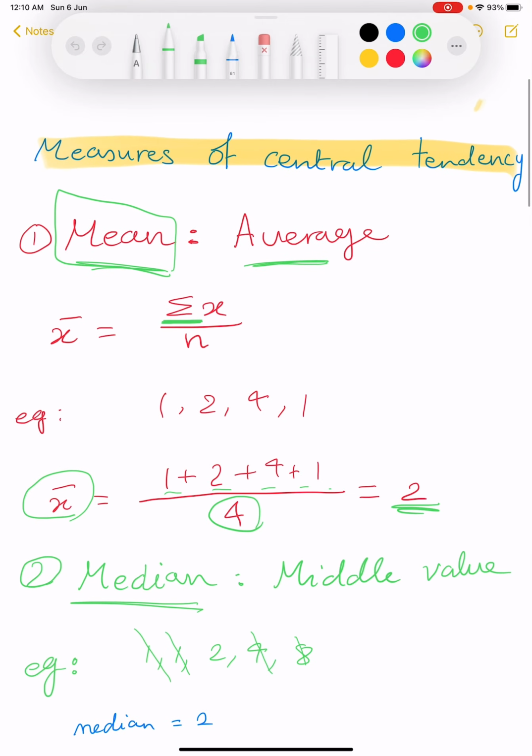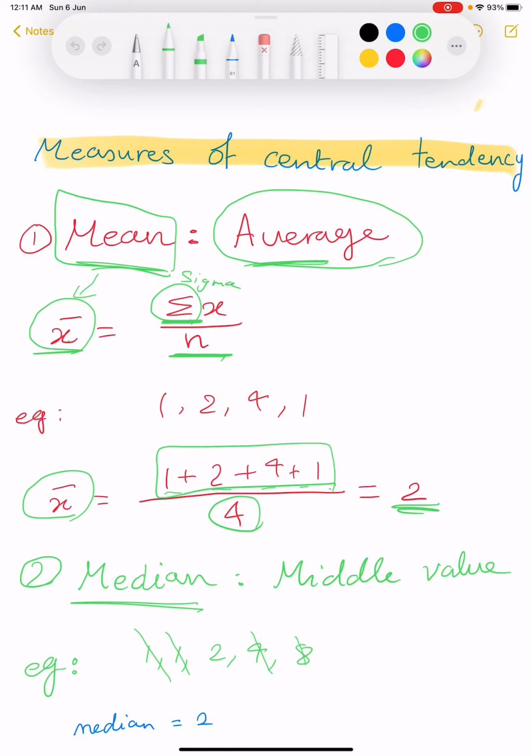Okay, so the mean is the average. How do you calculate it? We just add all of the values and then divide by their number. This symbol represents the mean, and this one means sigma, and it's the sum of all values, and then we divide by their number. So we add all of the values and then we divide by their number.